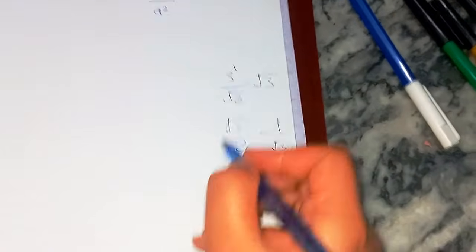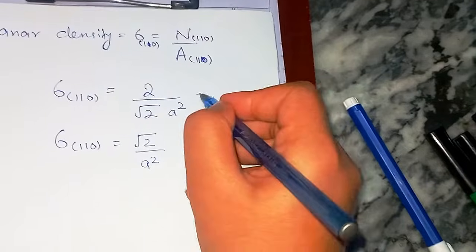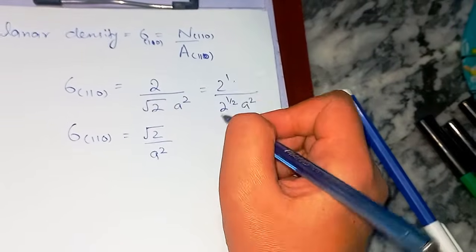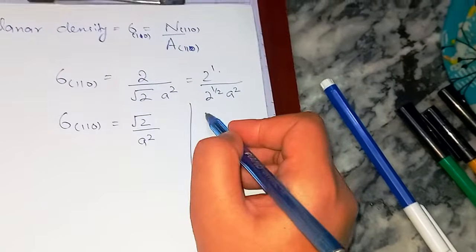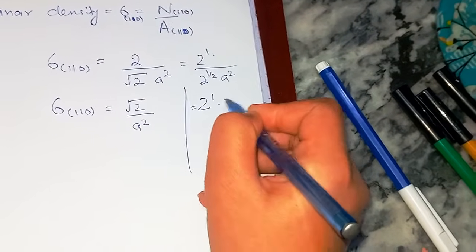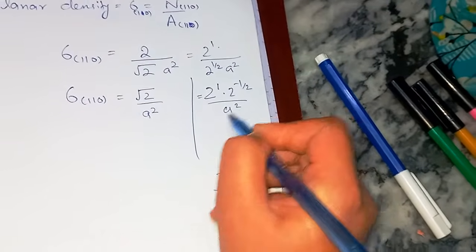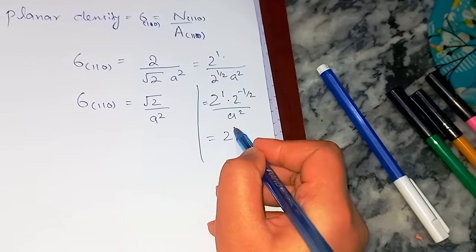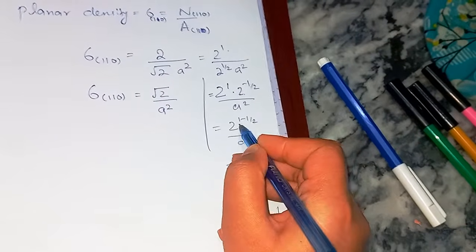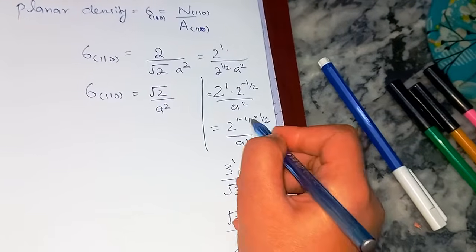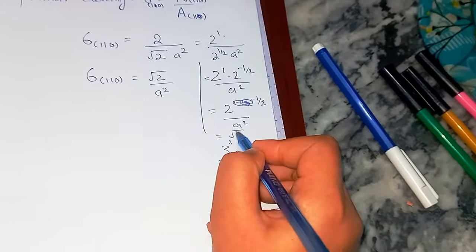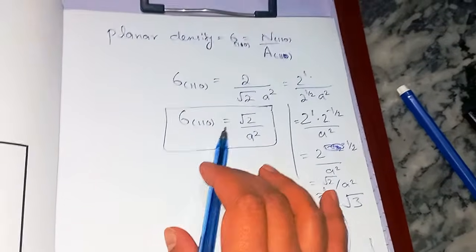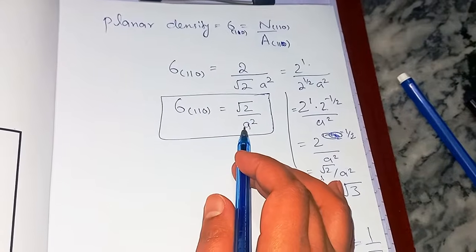And there is a way to prove it. Here it's 2 to the power 1 and here 2 to the power 1 over 2 a square. We can take it upward, so it's 2 to the power 1, 2 to the power minus 1 by 2 now. Since both of the powers have the same base, which is 2, the powers will be added. If you add up the power, it is equal to 1 over 2, so it's actually 2 to the power 1 over 2, which is under root 2 over a square. That is how you can prove that. And this is the planar density for 110 plane in terms of lattice parameter.